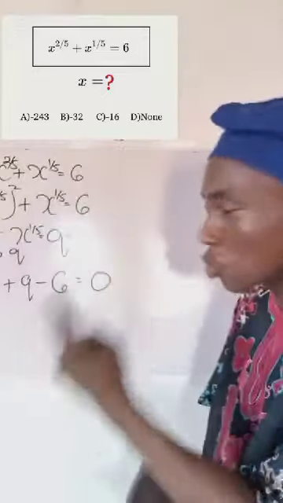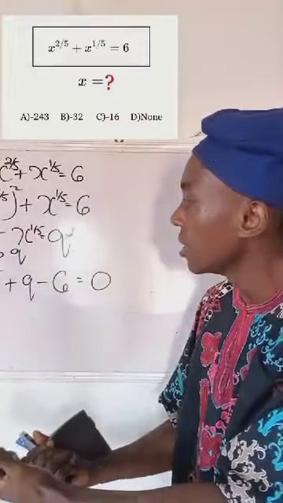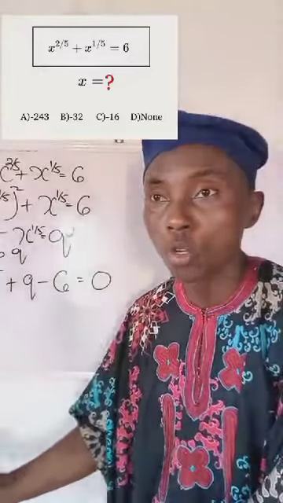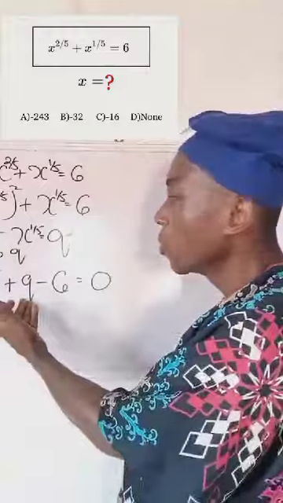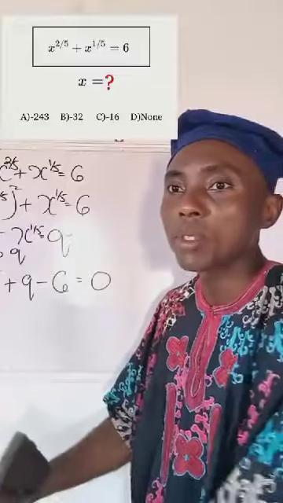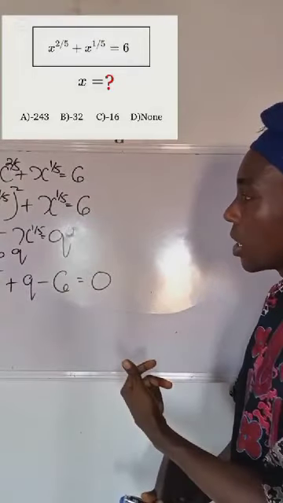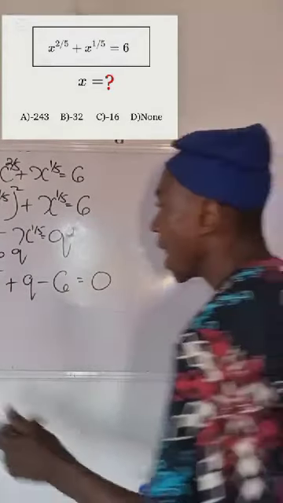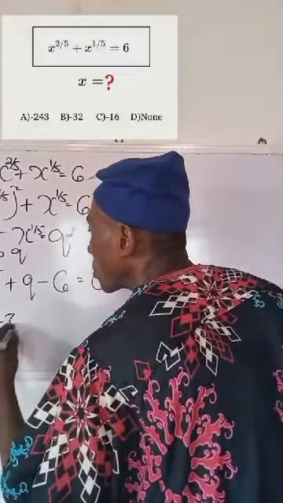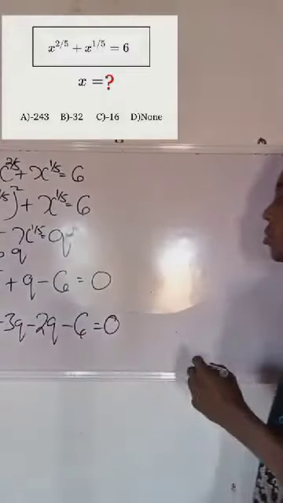Why? Because you look for two numbers that, when you multiply them, give you minus 6, and when you add them, give you the coefficient of q. Those two numbers are 3 and minus 2, because 3 minus 2 gives you 1, which is the coefficient of q. So 3q minus 2q will give you q, and 3q times minus 2q will give you minus 6. Okay? So from this, I will now say q squared plus 3q minus 2q minus 6 equals 0.